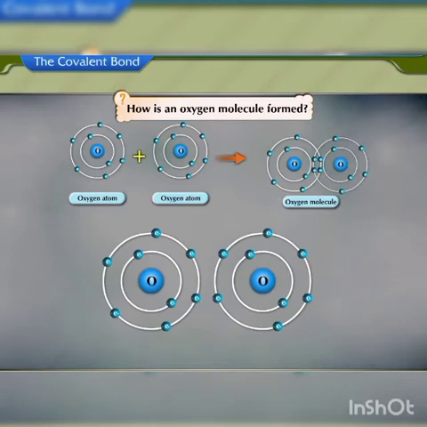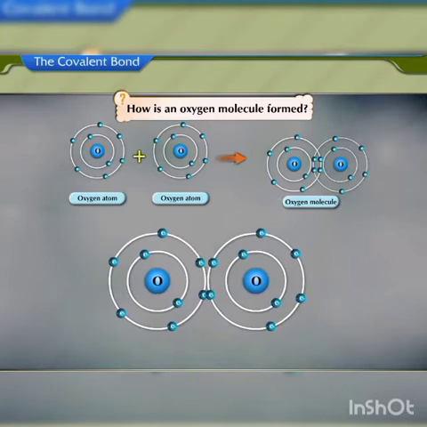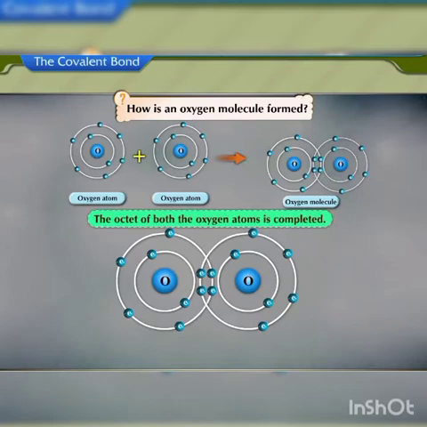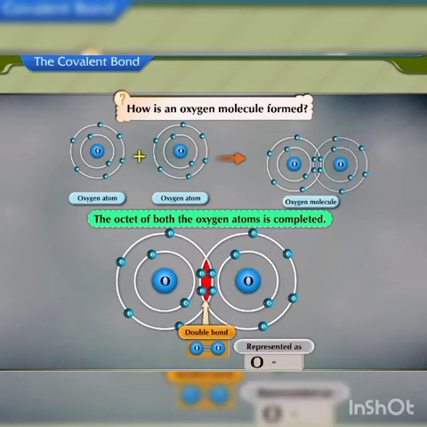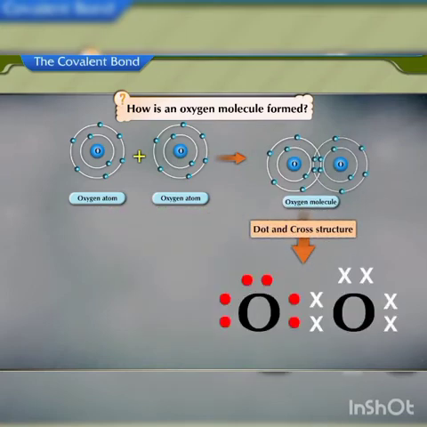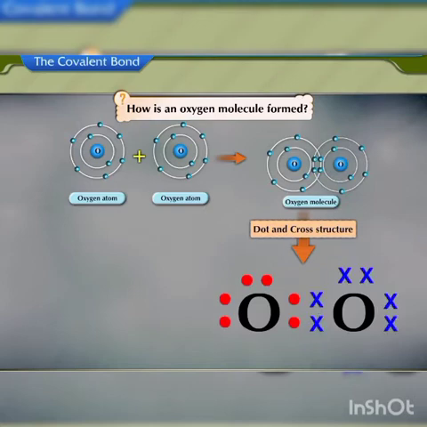If 2 oxygen atoms are brought closer, 2 electrons from each oxygen atom are shared between the 2 oxygen atoms. Thus, the octet of both the oxygen atoms is completed. As there are 2 pairs of electrons that are shared between them, the covalent bond formed is a double bond. Oxygen molecule is represented as O double bond O. Oxygen molecule can also be represented by an electron dot and cross structure.